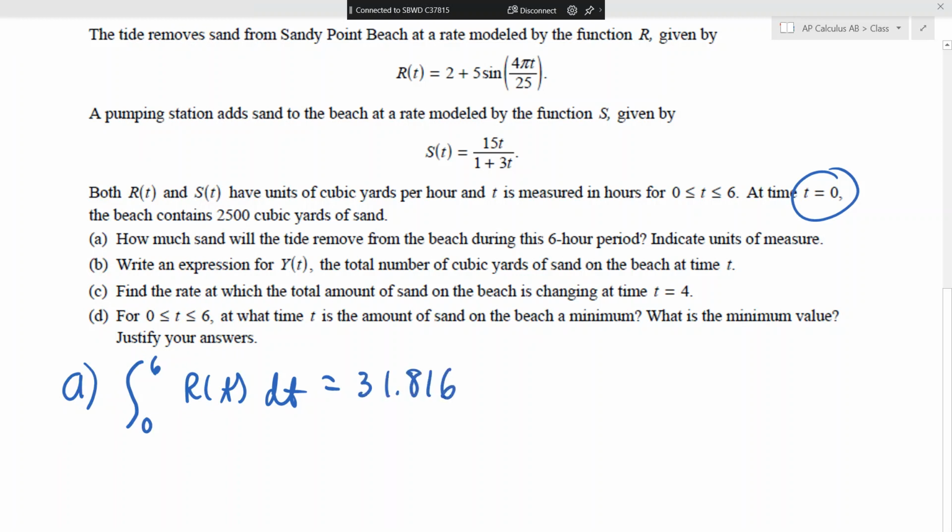Now remember, answers on here have to be accurate to 3 places, unless the question says round to the nearest whatever. Okay? You also need units on this. There's a lot of ways to not get full credit for this question. The units on this are, very good, cubic yards. It's okay? All right.